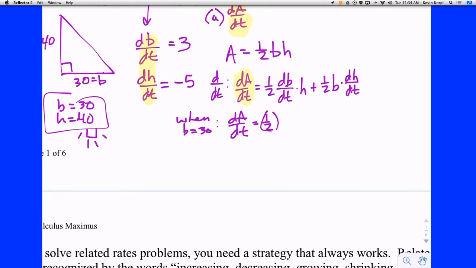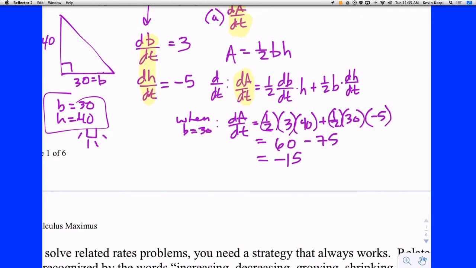And now it's just carefully plugging in the right quantity. dB dt is 3. At the moment, h is 40, plus 1/2 times b, which is 30 at the moment, times dH dt, which is -5. And if we simplify that, we get 60 minus 75. So that's -15. And what would the units be?